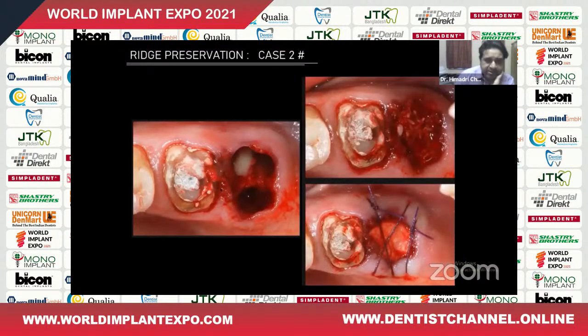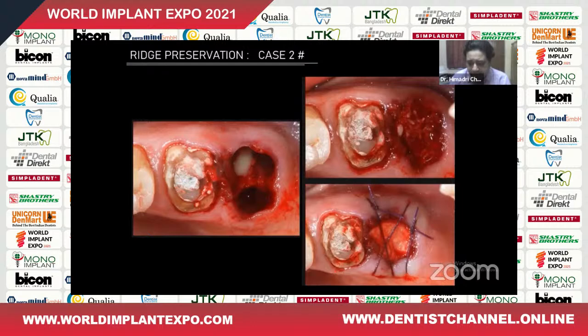Another case: immediate placement was a difficult one because of the sinus proximity. A sinus lift was problematic. Most of the time we had a little bit of a problem because of infection in the root, so we didn't place the implant immediately. We thought about maintaining the ridge volume. Again, the same technique we utilized. We curetted the sockets very well, thoroughly and gently. We irrigated, did a lavage with saline, and then we placed some allograft and closed it with a collagen membrane. It's a Jason membrane, which is pericardium, and gave a cross mattress suture.